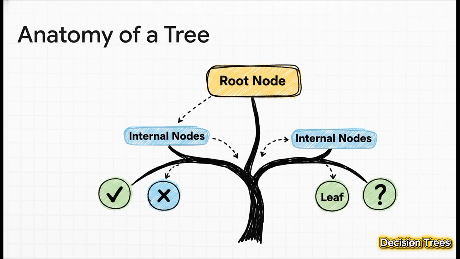It starts with one single really important question at the top. That's the root node. That first question splits all the data. Then you have the branches, which are the internal nodes. These are just more questions that slice and dice the groups even further. And it all ends at the leaf nodes, which give you the final answer. Approved, rejected, spam, not spam, whatever it might be.